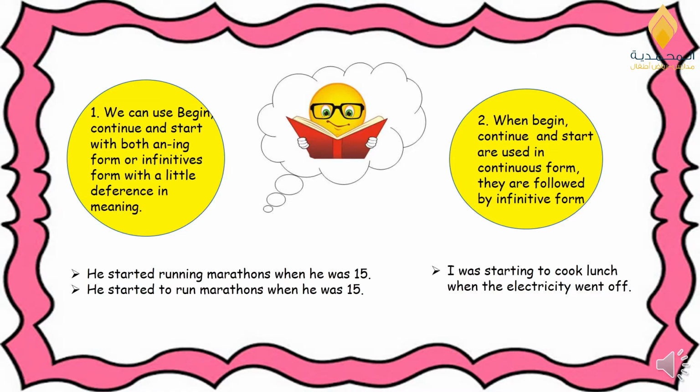He started running marathons when he was 15. He started to run marathons when he was 15. Okay, there is a little bit of difference in meaning, but both of them are correct, and you can use both of them. On the other side, I'm telling you important information. When I'm using begin, continue, start in continuous form, I should use an infinitive form after them. Okay, if I'm saying continuing, starting, you have to use to after it, and then you have to use an infinitive form of the verb.